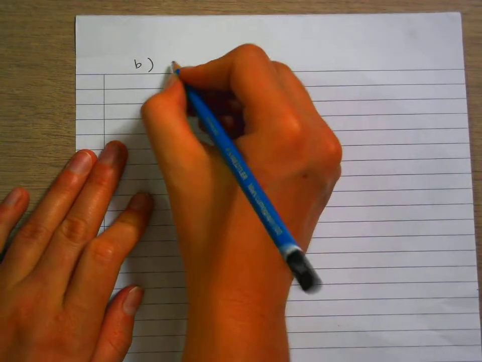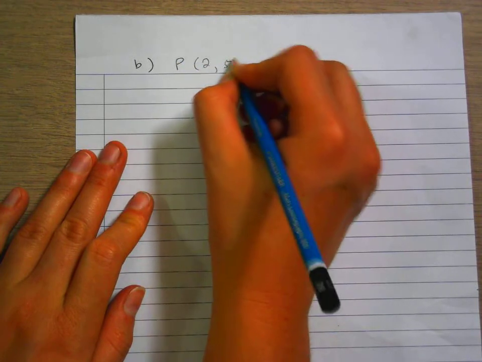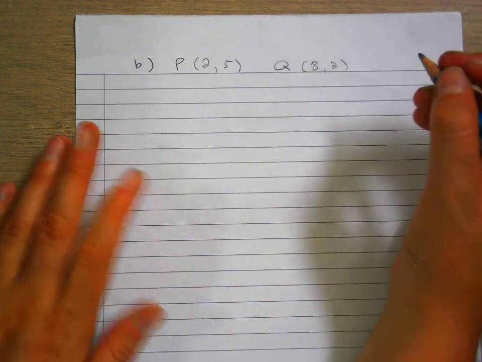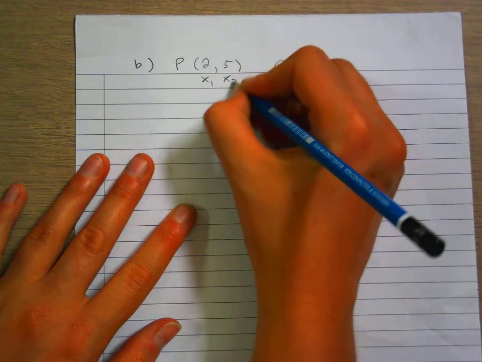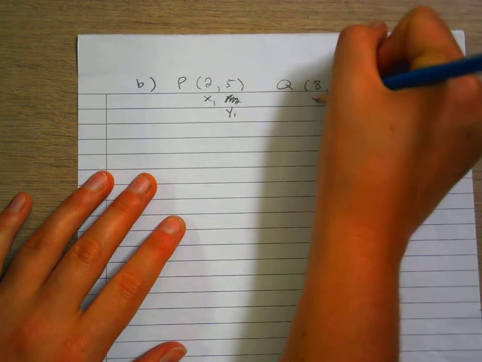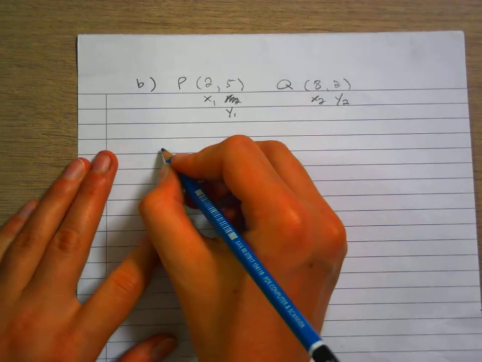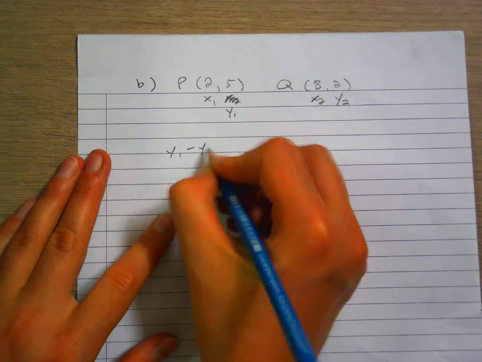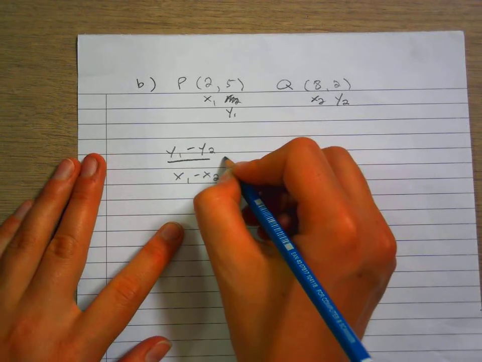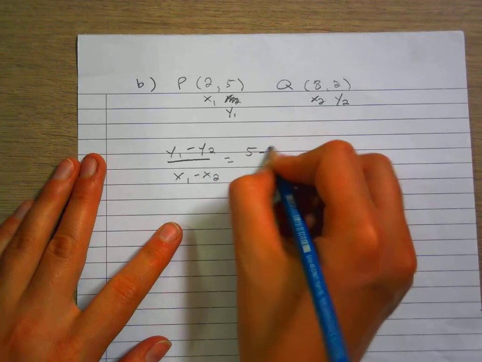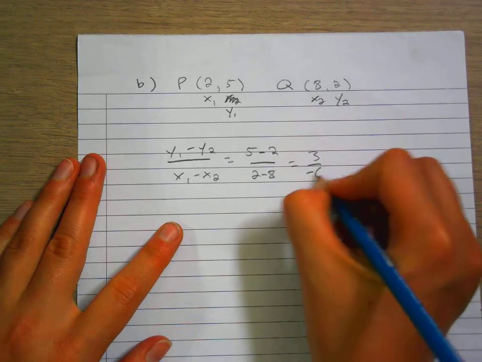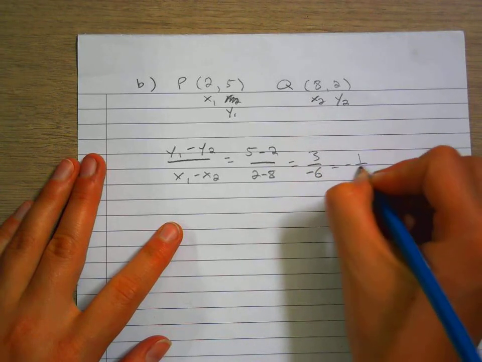B says find the slope of P(2, 5) and Q(8, 2). What is the slope? These are 2 points on the line. So we're going to make it x1, y1, x2, y2. So now when we pick our formula, we say y1 minus y2 over x1 minus x2. That's going to be equal to 5 minus 2 over 2 minus 8, which is equal to 3 over negative 6, which is equal to negative 1/2.